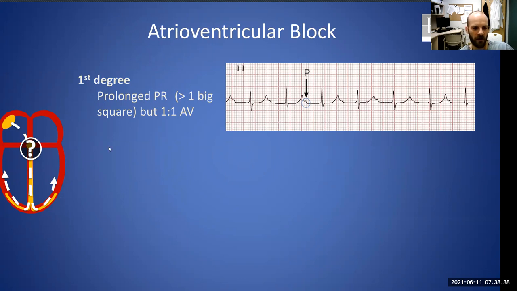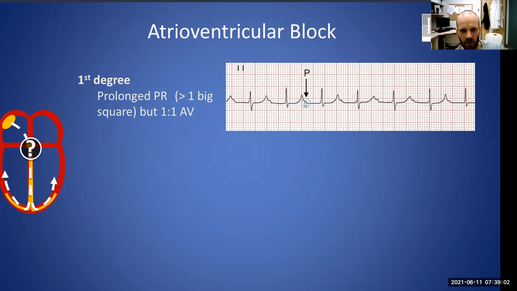We saw earlier in the talk that in some cases, none of those beats can get down to the ventricles, which was leading to asystole. But there's a spectrum of things in between. So here we've got P waves and we've got QRS complexes. Every P wave is associated with the QRS complex, but you can see the P waves are pretty hard to see here because they're occurring right at the end of the T wave.